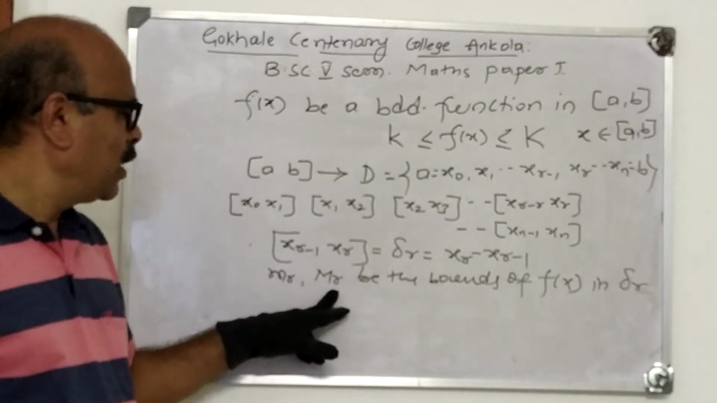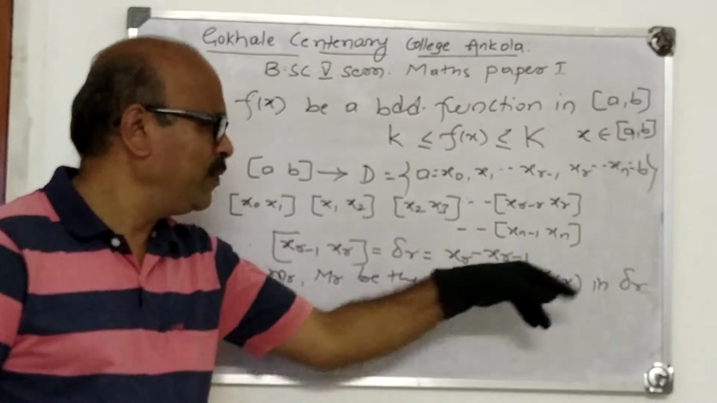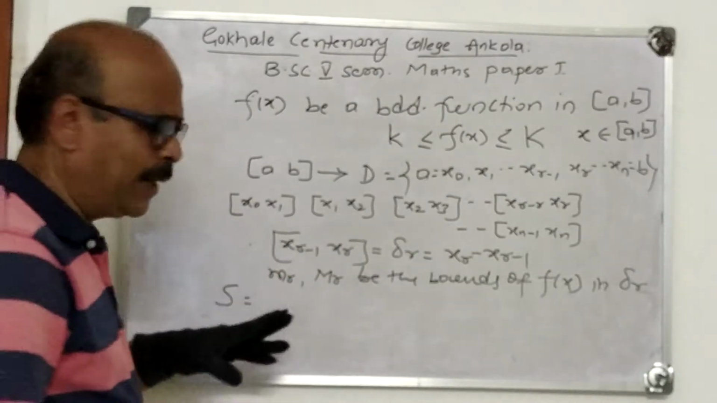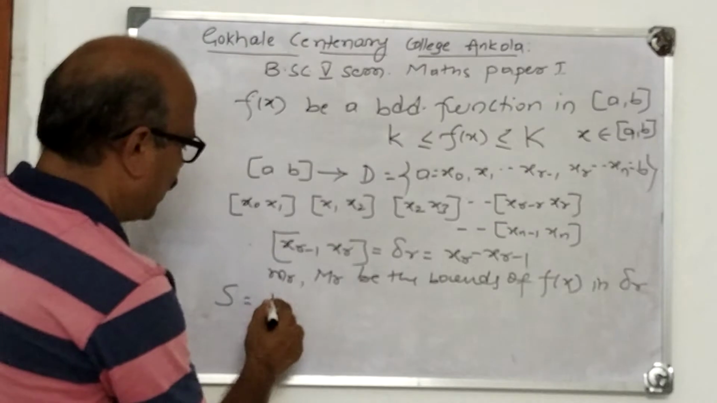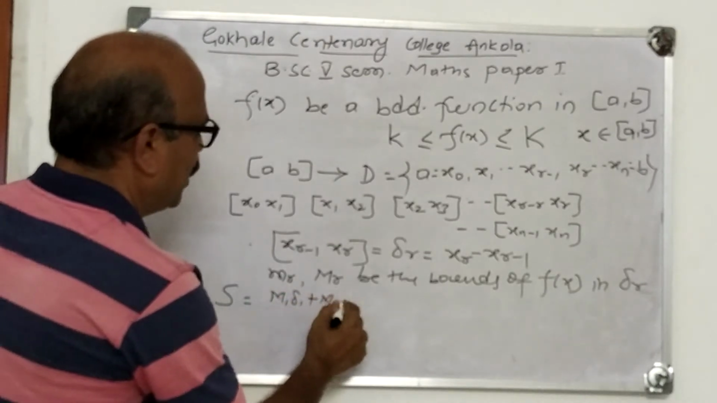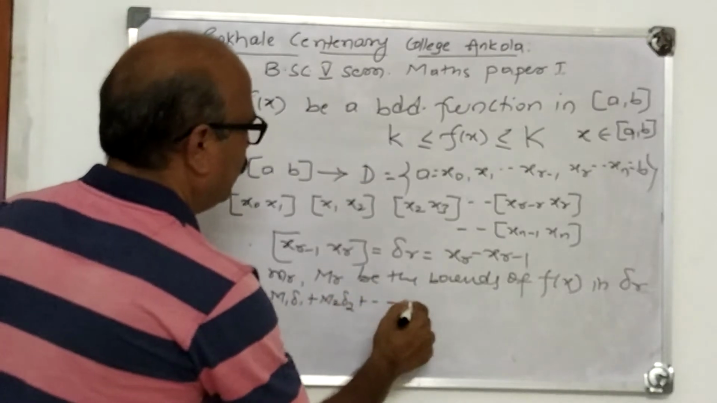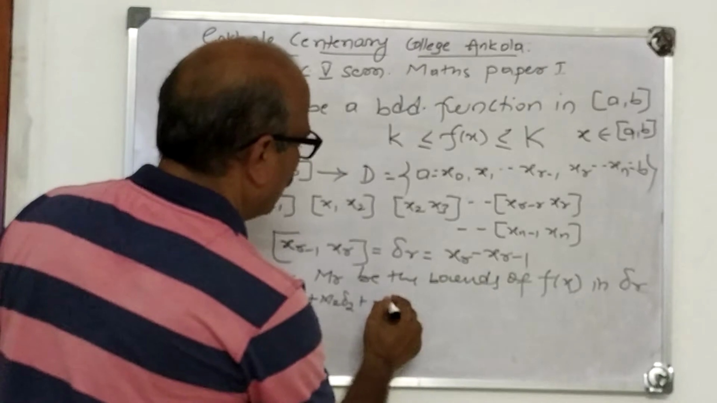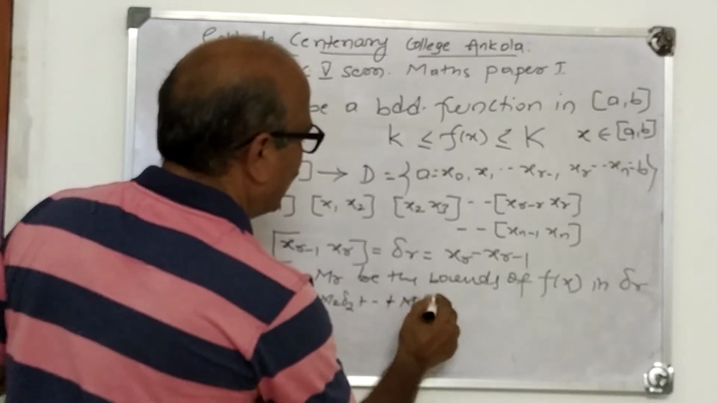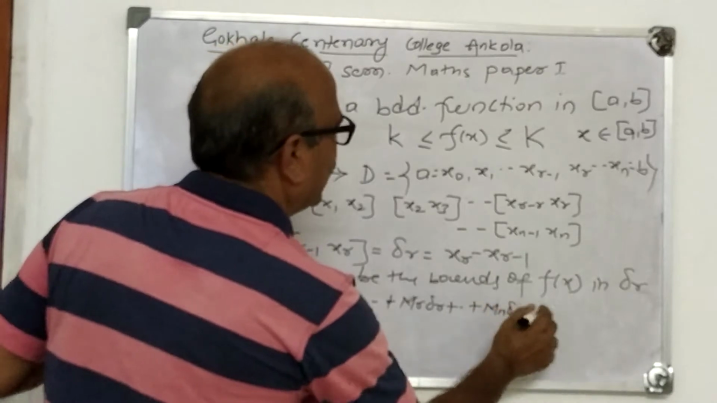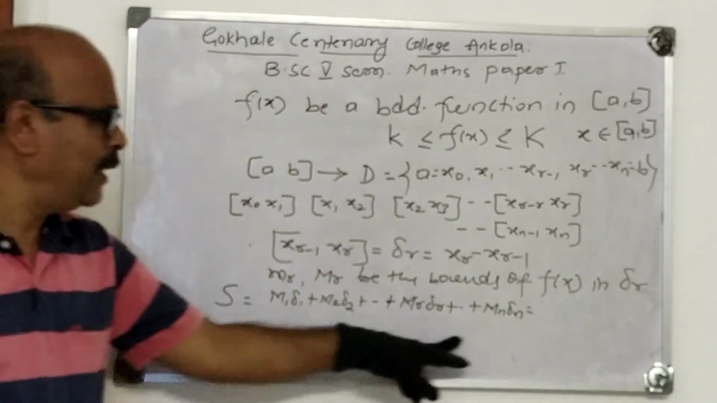Small mr is the lower bound and capital Mr is the upper bound of f(x) in delta. Now we set two sums like this. Capital S is capital M1 delta 1 plus M2 delta 2 plus so on, plus capital Mr delta r, plus so on, Mn delta n. So we consider a sum here.